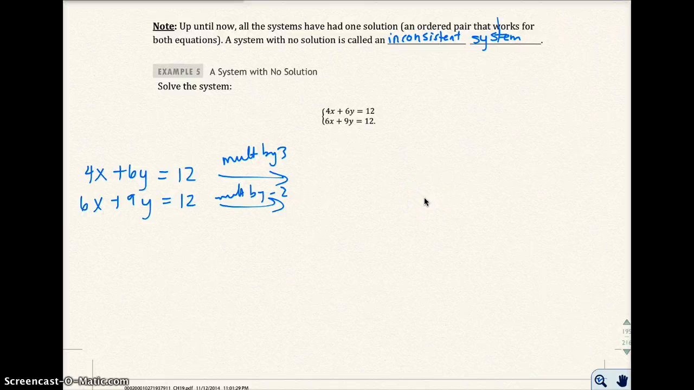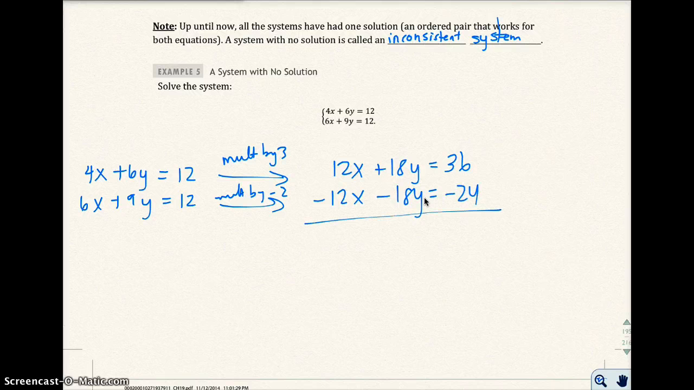Multiply the top one by 3, I get 12x plus 18y equals 36. And the bottom one by -2, I get negative 12x minus 18y equals negative 24. And what happens is something interesting. I tried to eliminate x, but notice how the y's also eliminate. So on the left-hand side, I get the value 0. When I add the right-hand side of the equation, I get 12. This is never true. When you get a statement where all the variables disappear and you get a statement that's never true, this means the system has no solution.